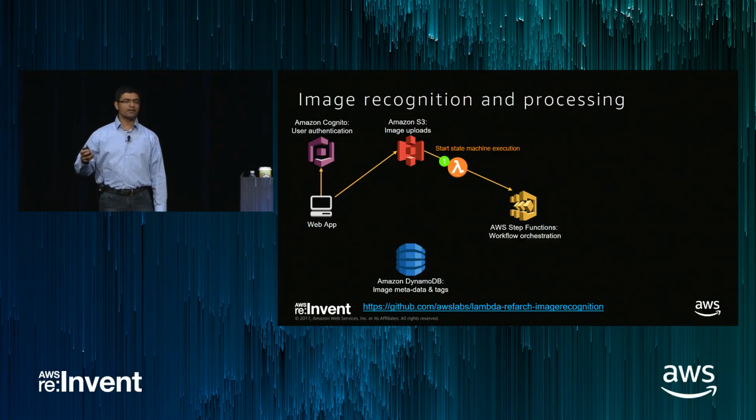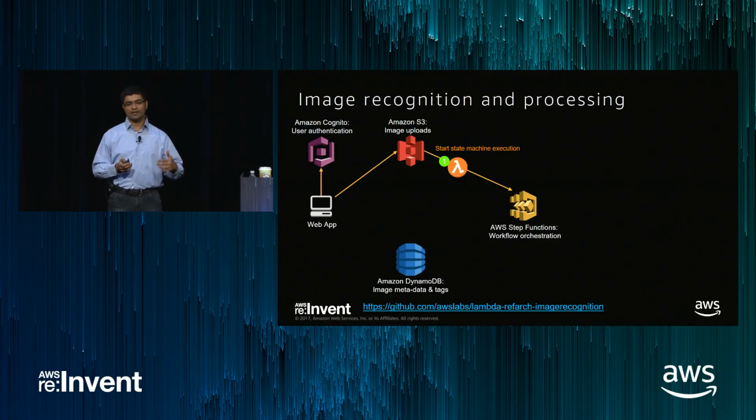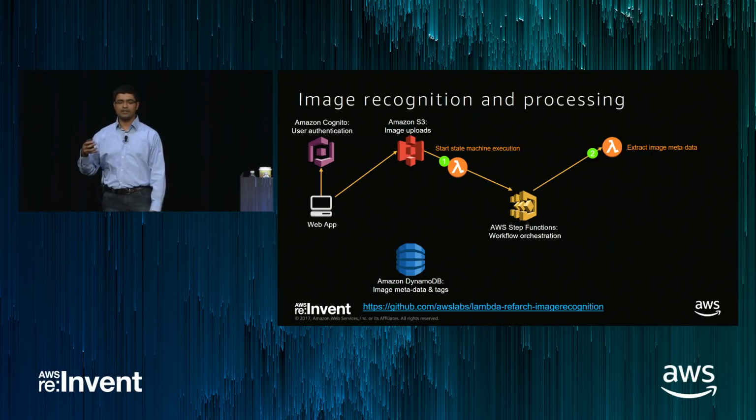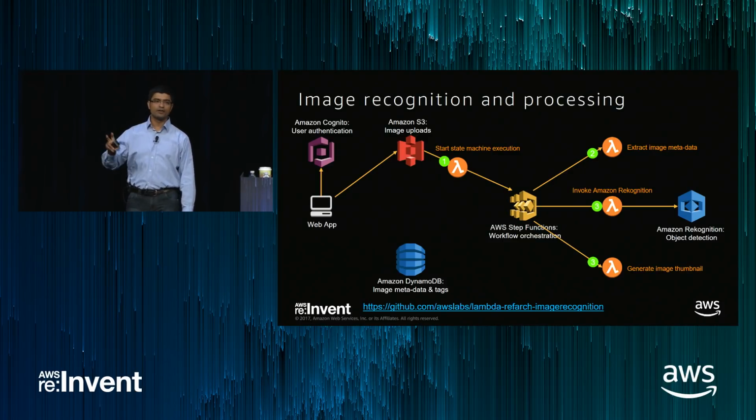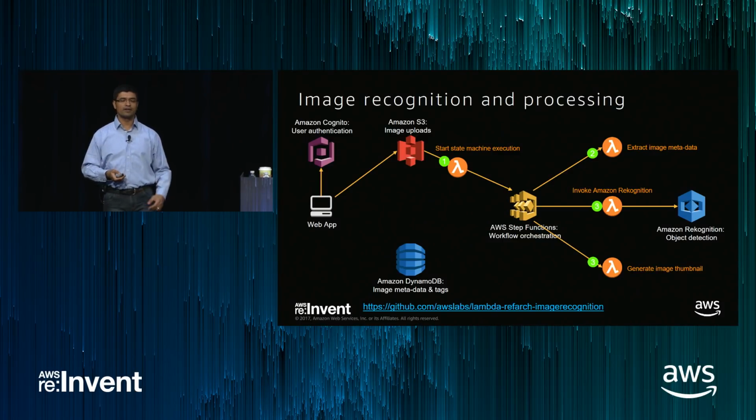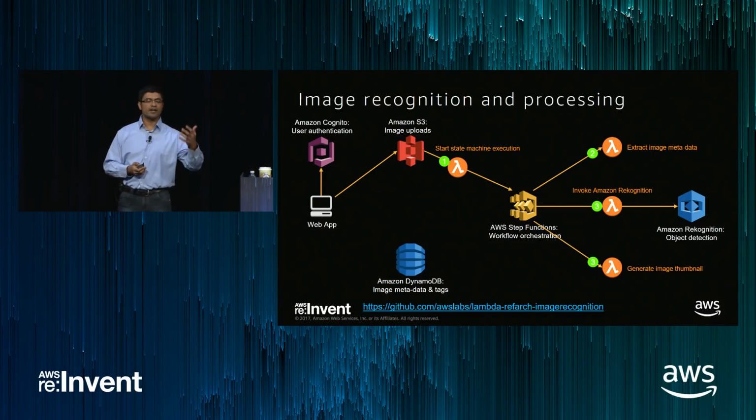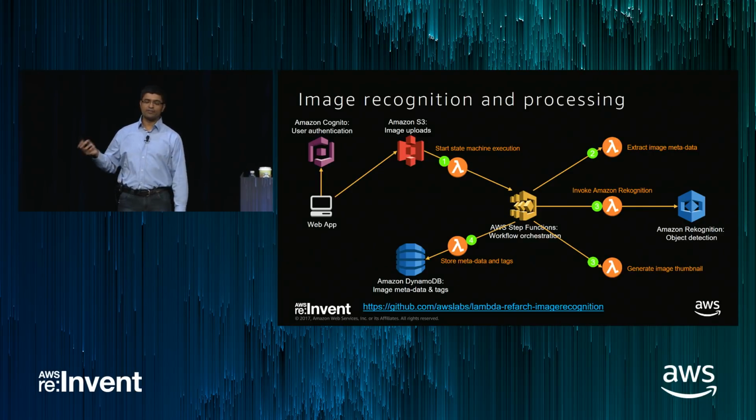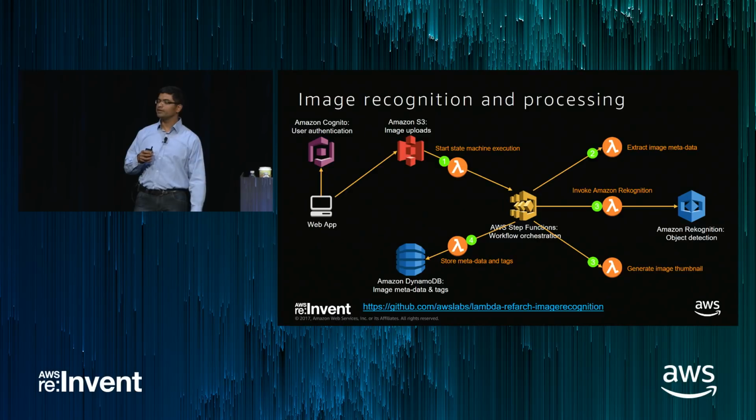So in the step function state machine, we have a complex workflow that orchestrates the job of multiple Lambda functions. So the first thing this does is it invokes a function to extract metadata from the image. This could be things like the image type, information from the EXIF header, for example. It also then goes and invokes in parallel 2 other Lambda functions. The first one invokes Rekognition to try to find out the objects in the scene. The second one does an image thumbnail on the object. And finally, all that information is written into DynamoDB using a 4th Lambda function.